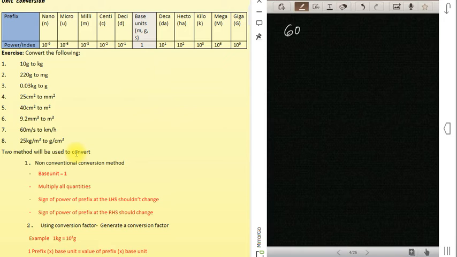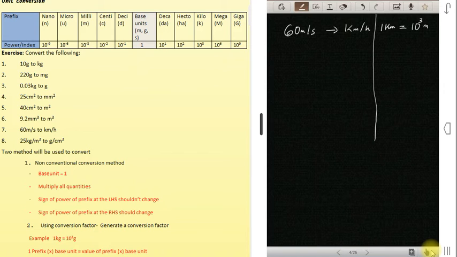Question number 7, I have 60 meter per second. I should convert it to kilometer per hour, okay? So I need to generate my conversion factor. Let's try to generate the conversion factor. Now 60, the conversion factor for kilometer to meter, and then from hour to second. Okay, 1 kilometer is the same thing as 10^3 meter. Okay, that's the conversion factor.